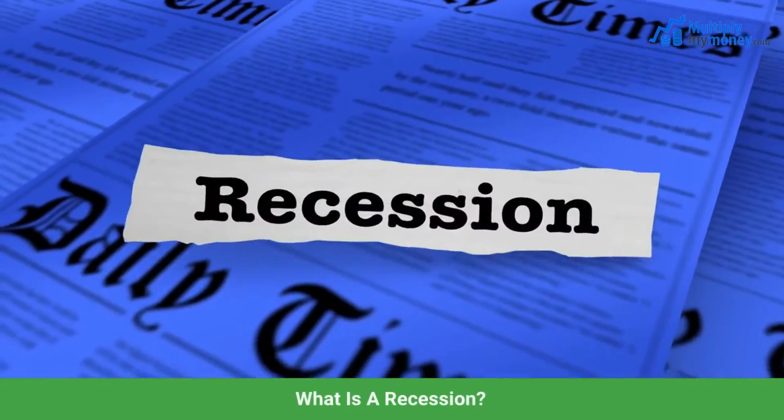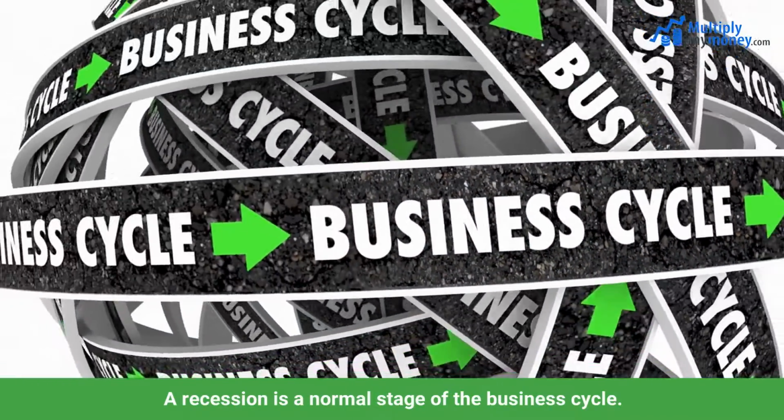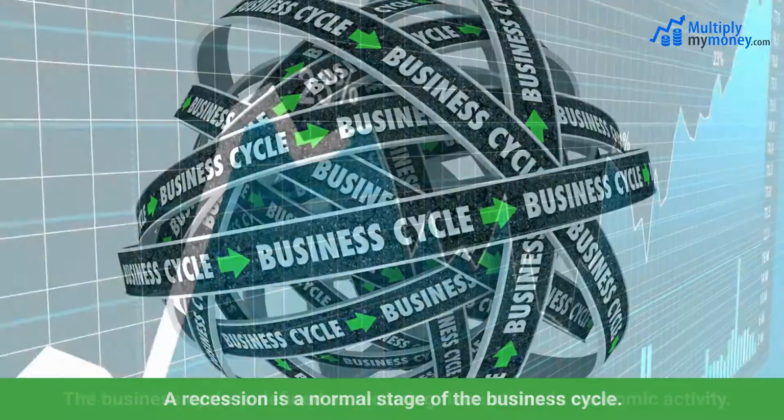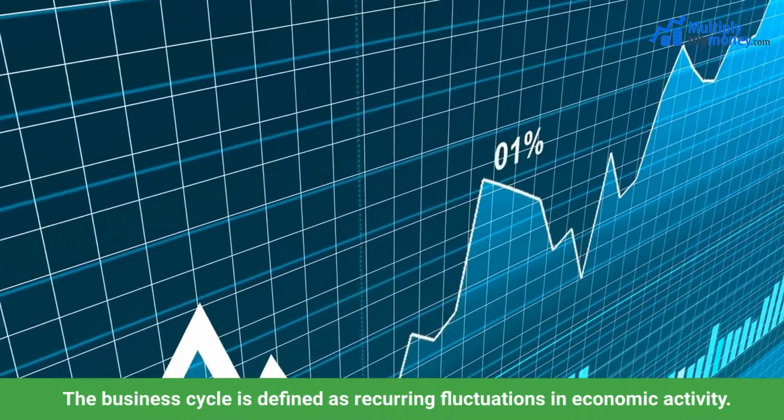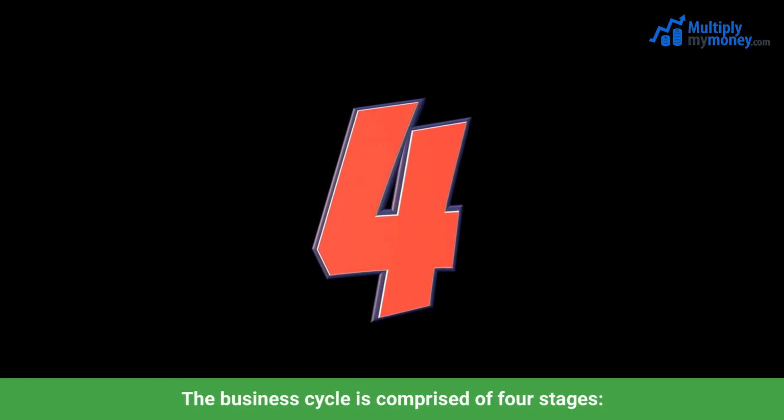What is a recession? A recession is a normal stage of the business cycle. The business cycle is defined as recurring fluctuations in economic activity. The business cycle is comprised of 4 stages.